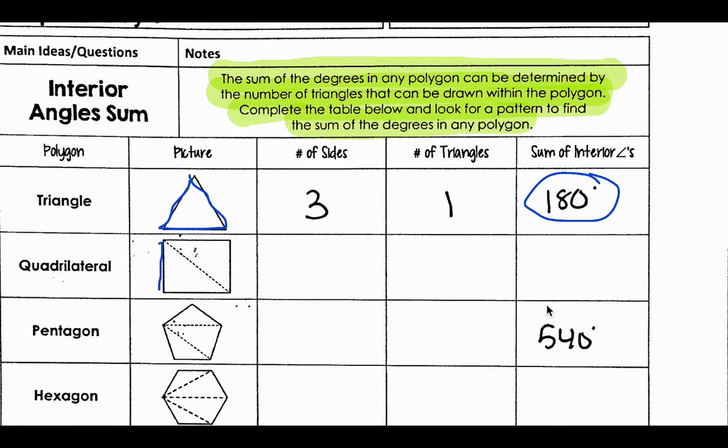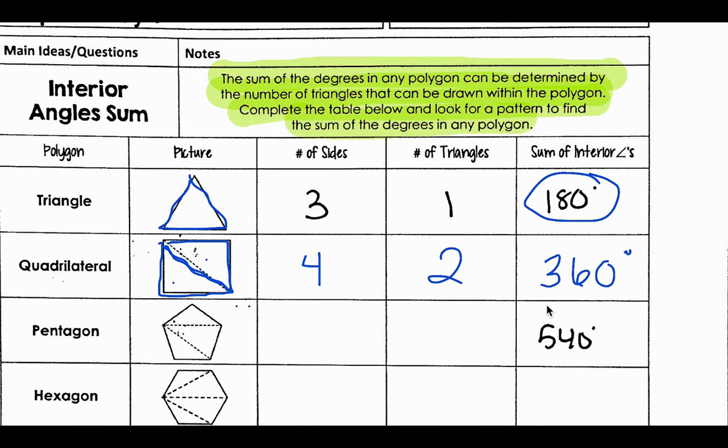Then they're giving us a quadrilateral, which is any four-sided figure. It doesn't have to be a rectangle or a square, but anything with four sides. If we start drawing in some of these diagonals, we see that even though we have four sides, we have two triangles. So if we have two triangles, we have two sets of 180 degrees, so we're going to have 360 degrees, because that's 180 plus 180.